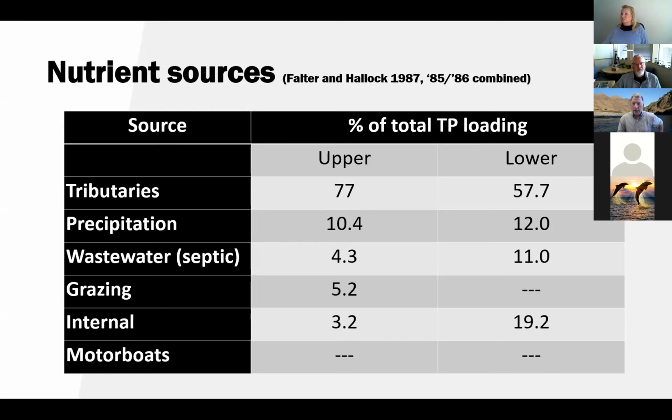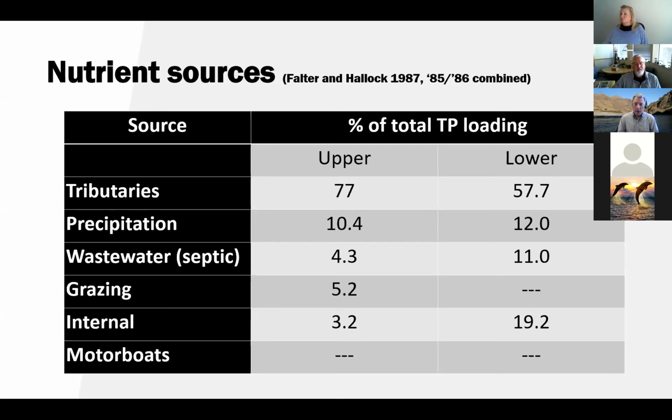So here's a breakdown from back then. This is probably the best breakdown we have to date in terms of what the different contributions are, both to the upper and the lower lake. And Falter had these separated by '85 and '86, and I've just combined them both together just to summarize it here. But if you look at the tributaries, they bring in about 60 to 80% of the phosphate. Precipitation brings in about 10 to 12%.